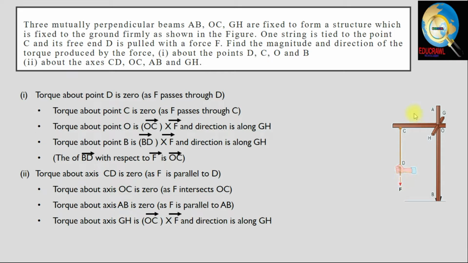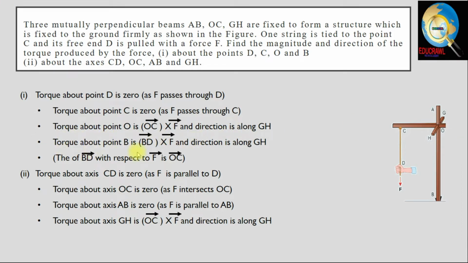Similarly, the torque about the point C is also 0. Here also the position vector and the force are lying along the same axis. So here also the torque is 0. Next about the point O. If you see the point O, it is here. So here the torque is given by force into perpendicular distance. Force is this F and the perpendicular distance is OC. So F into OC will give you the torque, and it is along GH.